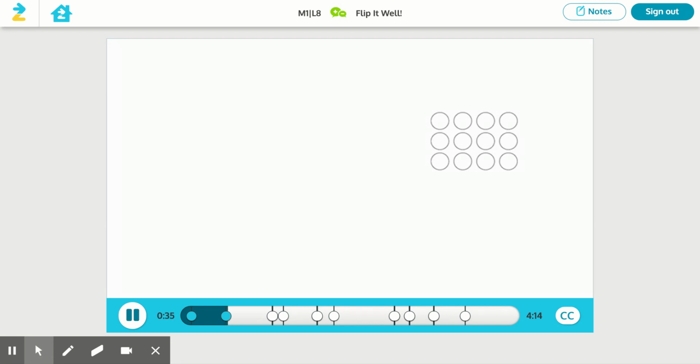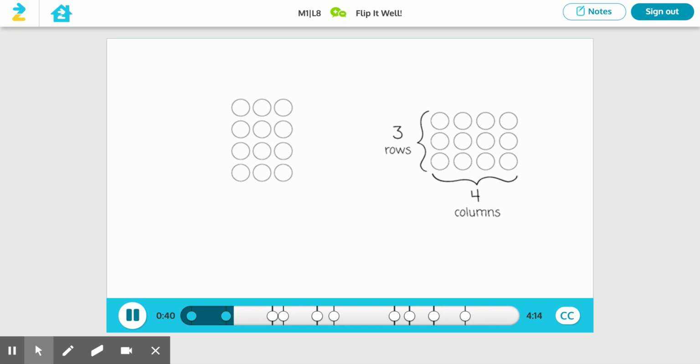Kayla? The new array has 3 rows and 4 columns. In the first array, the 4 threes were 4 rows of 3 circles. And in the second array, the 4 threes were 4 columns of 3 circles. That's right. Ethan, did the total number of circles change? Nope. So, I'm hearing you guys say that the total and the factors stayed the same. The factors just switched places.